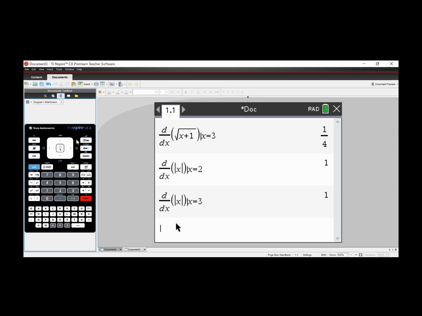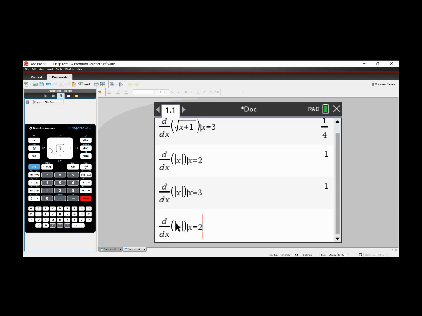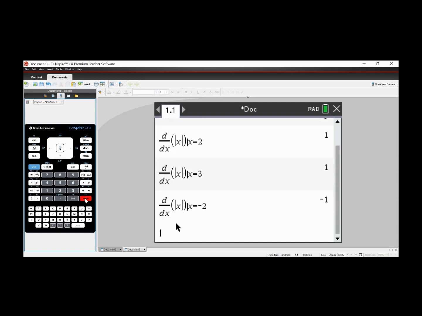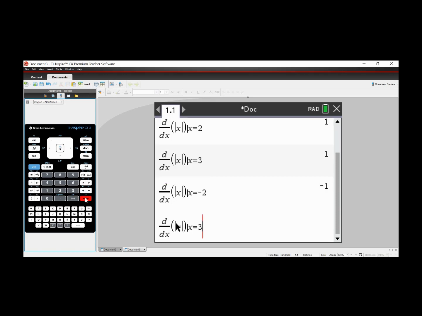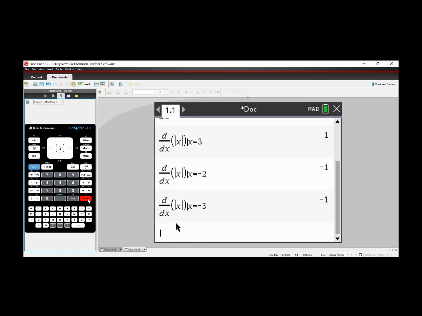Now the next one I want is the derivative at -2. I can save myself a little work just by arrowing up and hitting enter, and then just backing over in between here, sticking in that negative, and hitting enter. Now my derivative at -2 is -1. When I want the derivative at -3, I'm going to arrow up, hit enter to copy it, get in there between the equals and the 3, sneak in a negative, and press enter.